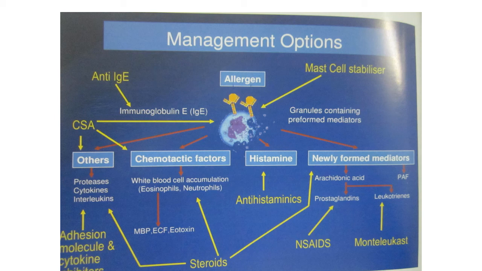So you can use mast cell stabilizers, you can use non-steroidal anti-inflammatory drugs to block the arachidonic acid pathway, you can use antihistaminics, that is oral, then you can use steroids. So all these management options are possible in allergic conjunctivitis.